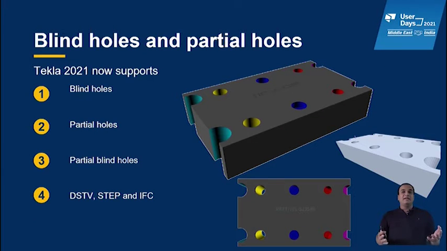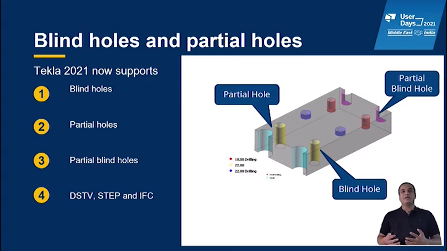As in engineering, a hole may be a blind hole, partial hole, or a throughout hole. Earlier versions of Tekla Structures were only capable of handling the throughout hole, but now in Tekla Structures 2021 it is possible to handle the blind hole, partial hole, or we can say a combination of partial and blind hole. So let's see first what these kinds of holes are.